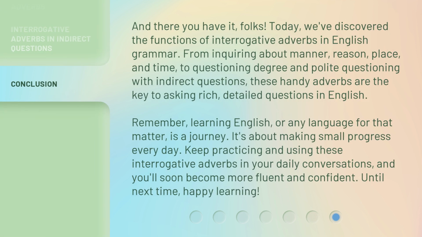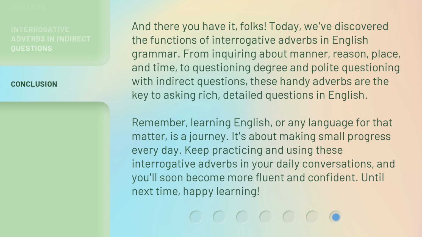And there you have it, folks. Today, we've discovered the functions of interrogative adverbs in English grammar. From inquiring about manner, reason, place, and time, to questioning degree and polite questioning with indirect questions, these handy adverbs are the key to asking rich, detailed questions in English.